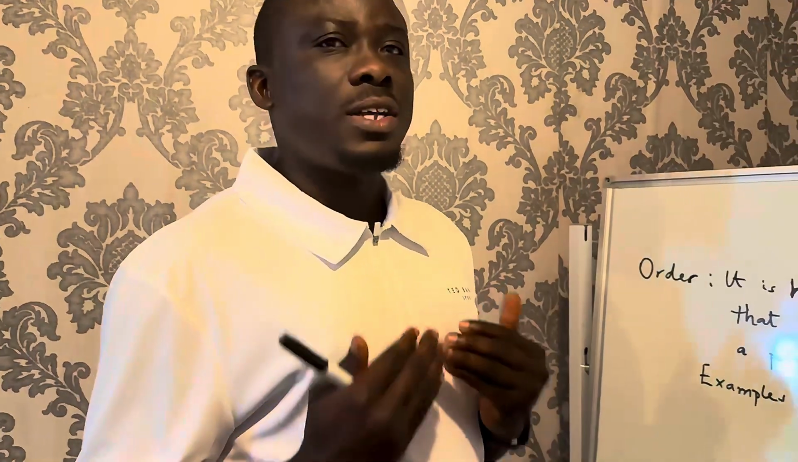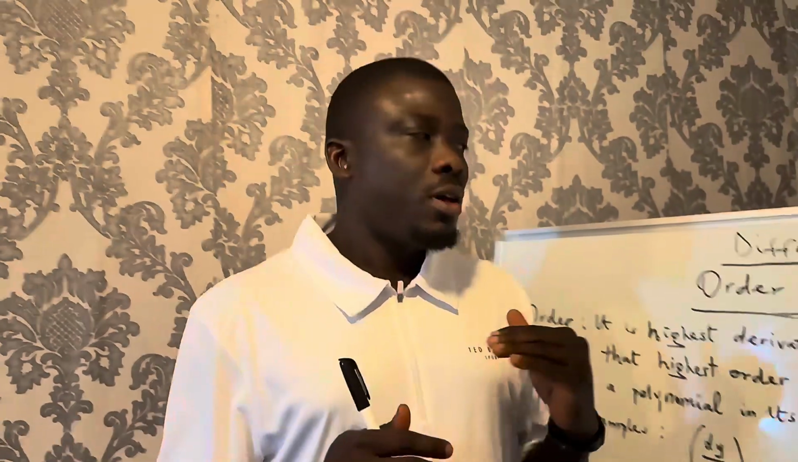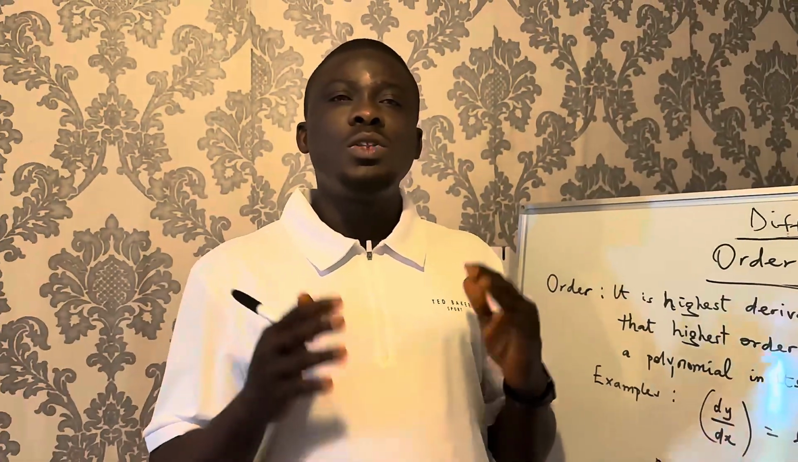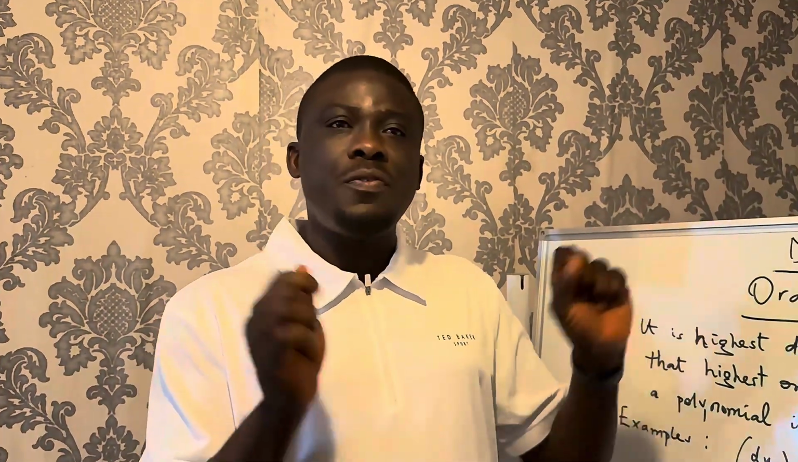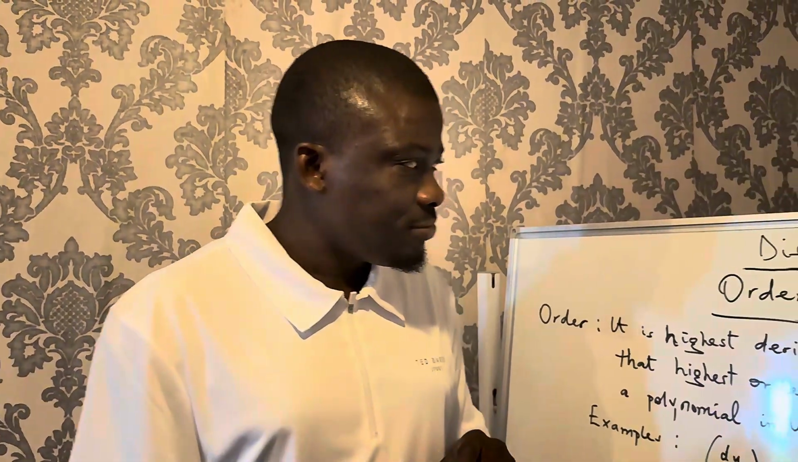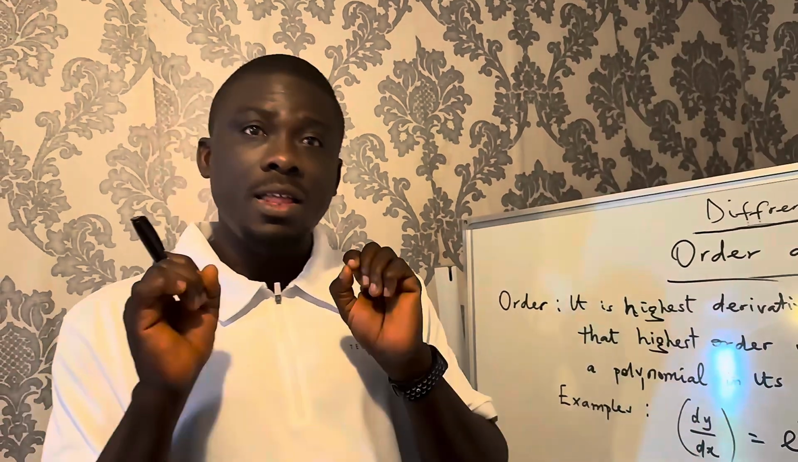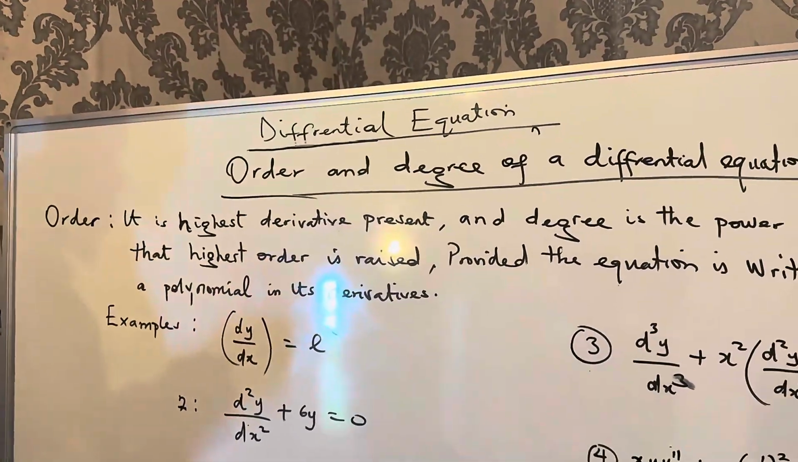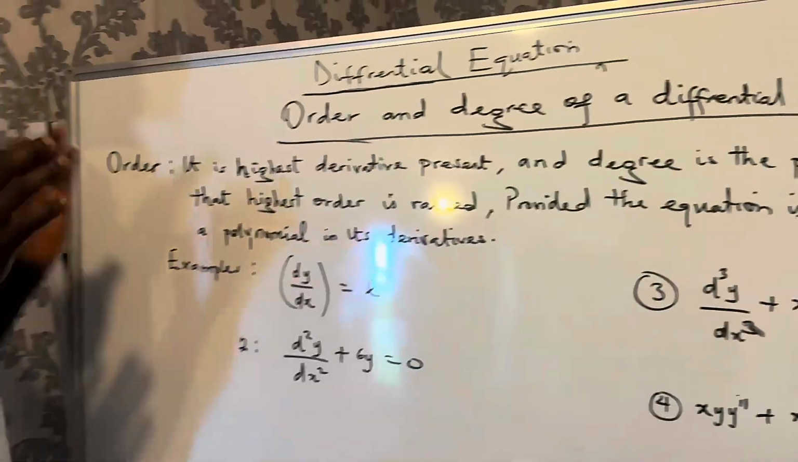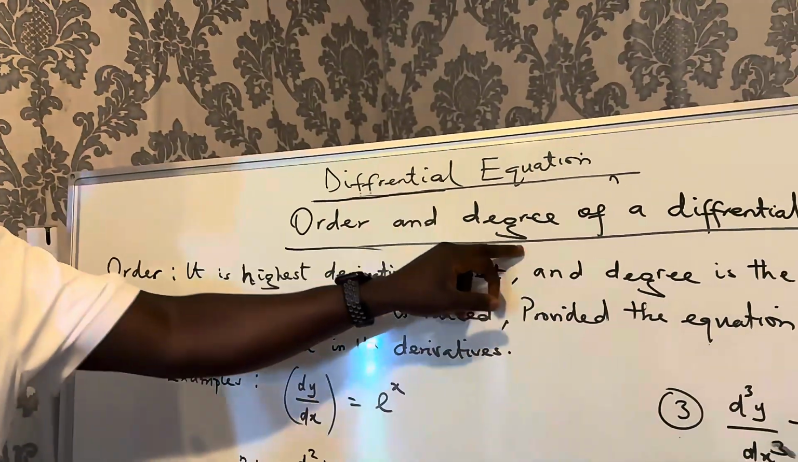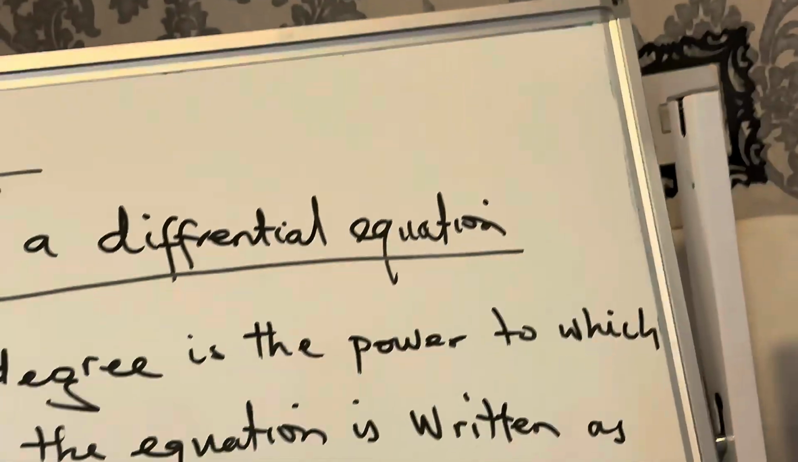Before I start explaining what order and degree of a differential equation is, I will need to give a brief definition of differential equation. Now, what is differential equation? A differential equation is the relationship between variables and their derivatives. So that is differential equation. Now, today I will explain order and degree of a differential equation.